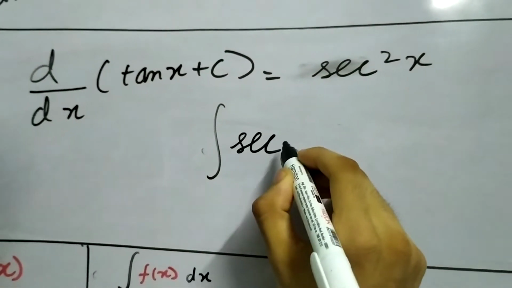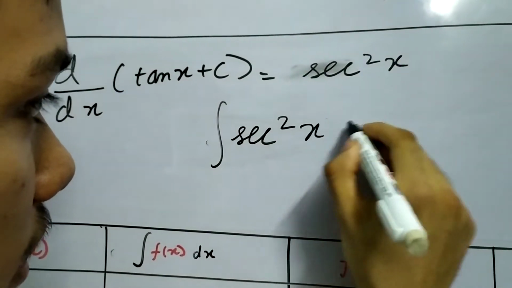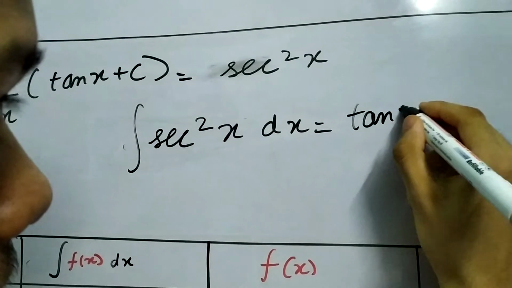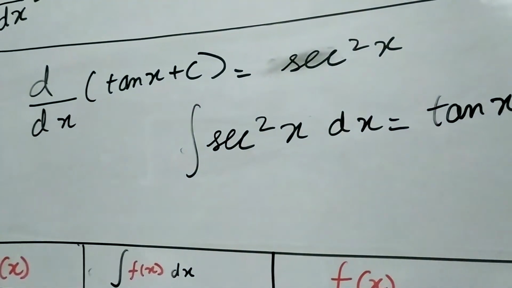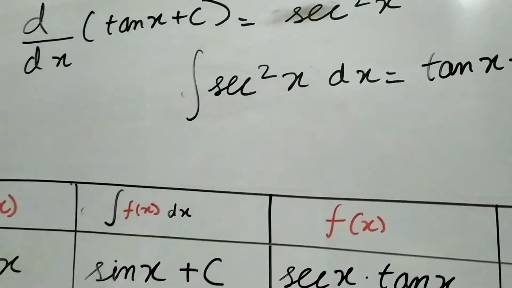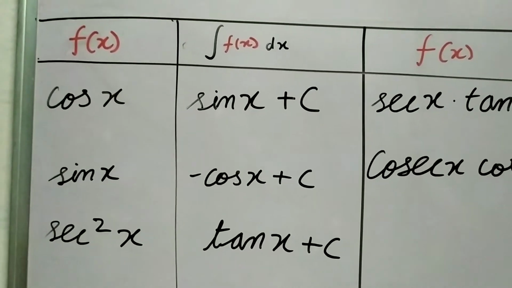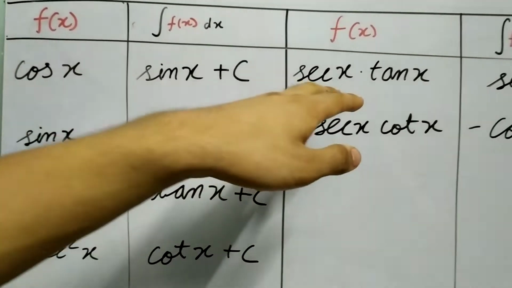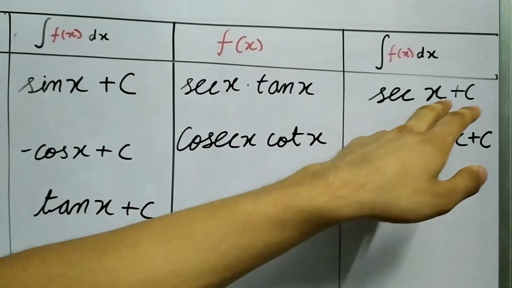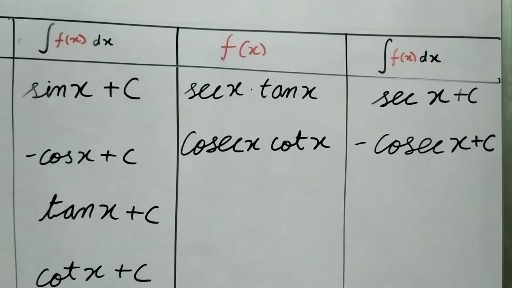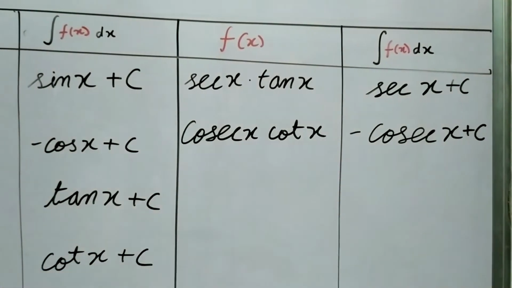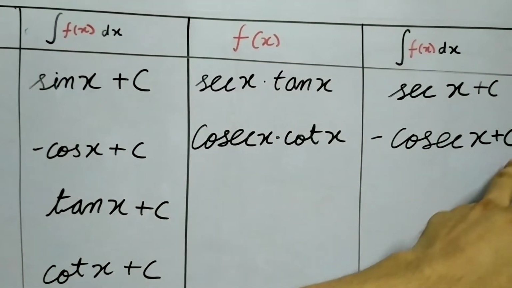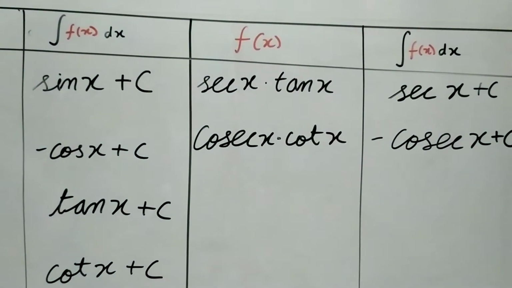Integration, indefinite integrations: the integral of sec square x dx will give you tan x plus c. So I've just written down the expressions, okay? Cosec square x gives you minus cot x plus c. Sec x into tan x gives you sec x plus c, okay? Cosec x times cot x gives minus cosec x plus c.